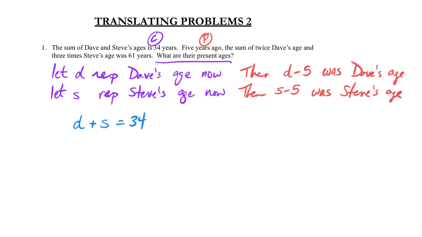And I could now use those expressions to represent my second sentence. Now that I'm talking about in the past, it says the sum of twice Dave's age, 2 times Dave's age, and, because it was my sum, 3 times Steve's age was, that's just a past tense of is, there's my equals, 61. That now gives you equation 1. You're probably going to expand your brackets, collect like terms in equation 2, and you could solve your system.